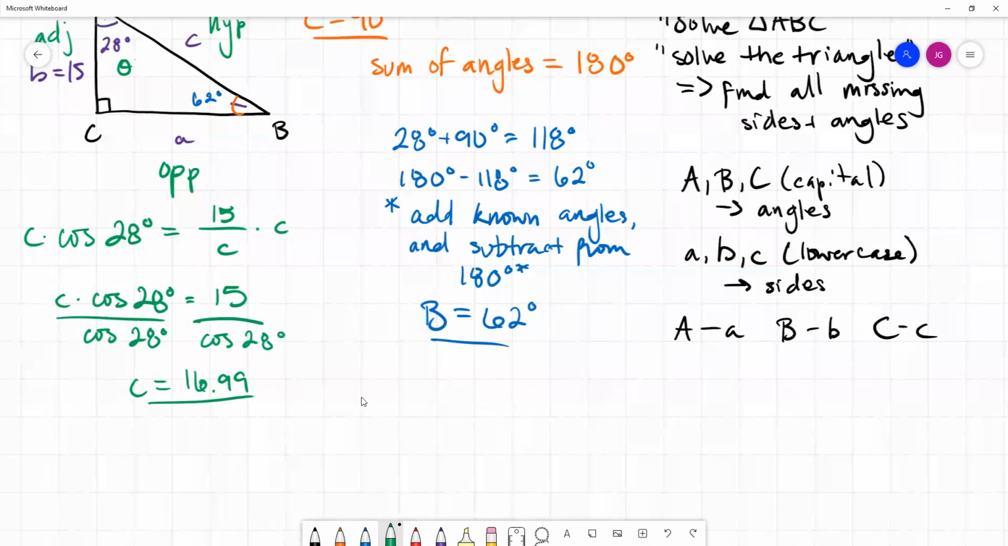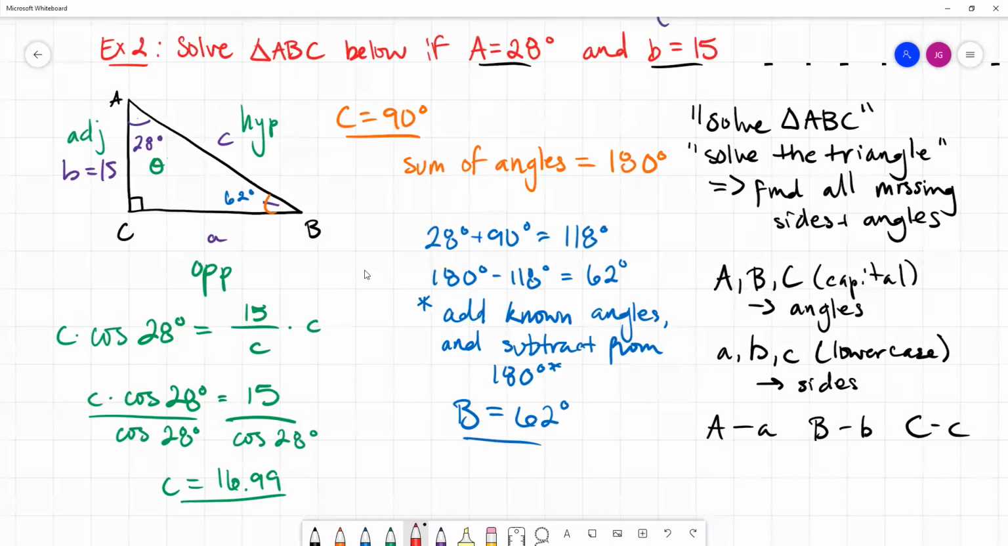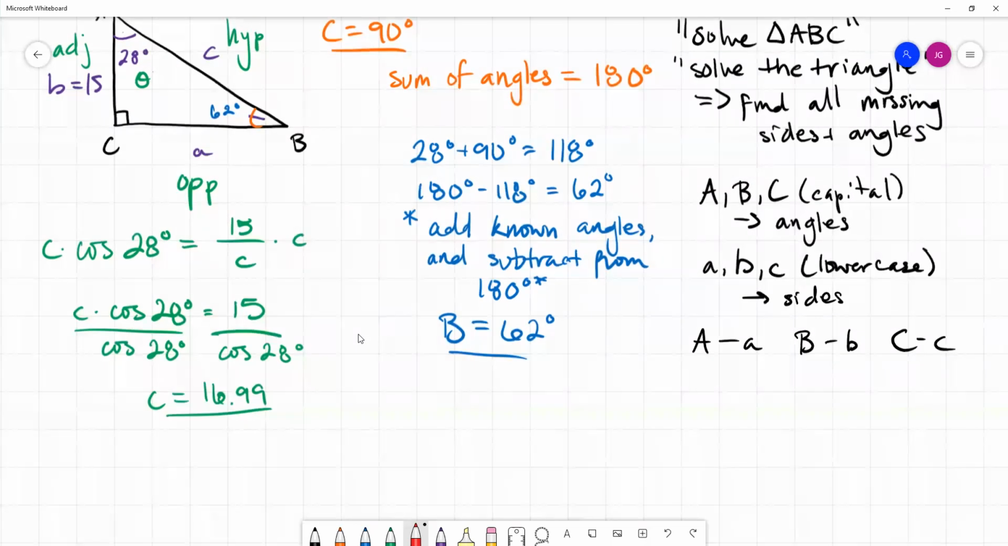Now I just need to find one more piece of information, which is my A. So I need to find A. I don't really want to use C in my calculations, because if you remember, C was a really long decimal and I rounded it in my answer. So I want to avoid using that in my work. I still just want to use the one that was given to me, the 15. So what trig function relates the adjacent side, 15, and the opposite side A, which is what I want to solve for? Well, opposite and adjacent, that's going to be the tangent, because tangent is opposite over adjacent.